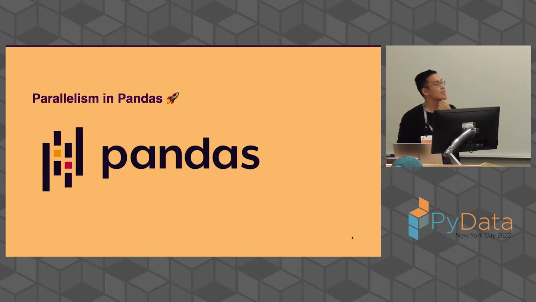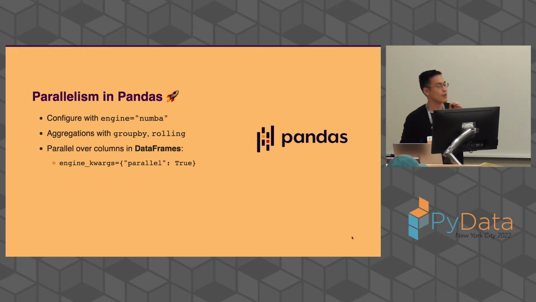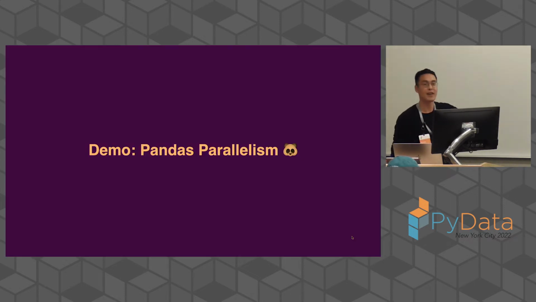Okay. Pandas. How many people use pandas here? All right. Pandas parallel, maybe? How many people? There is a little bit of parallelism in pandas, and it has to do with how you can have a Numba engine for pandas. These are in the groupby and rolling aggregations. And it can parallelize over a data frame if you set the right keyword parameter. So I think this is interesting enough to have a demo about pandas and parallelism.